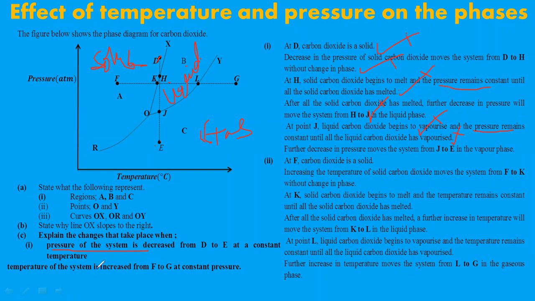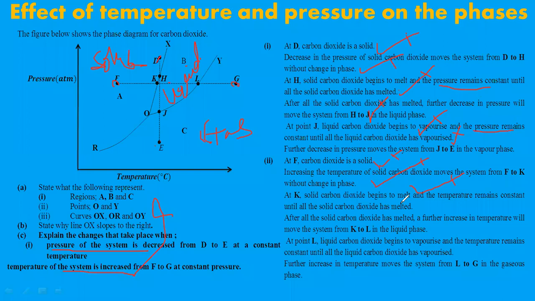Now we're explaining what happens when the temperature of the system is increased from F to G. We're increasing the temperature of the system from F to G at a constant pressure. So this is already understood, that at F, carbon dioxide is a solid. So increasing the temperature of solid carbon dioxide will move the system from F to K without changing the solid phase. At K, solid carbon dioxide begins to liquefy, or begins to melt, and temperature remains constant until the solid carbon dioxide is molten.